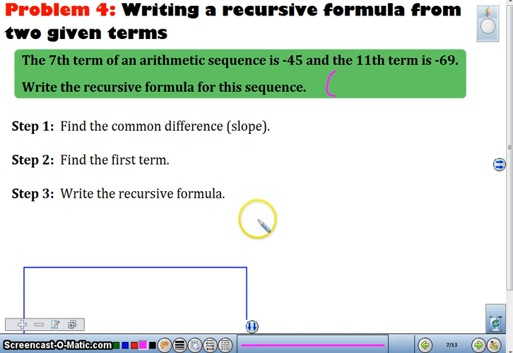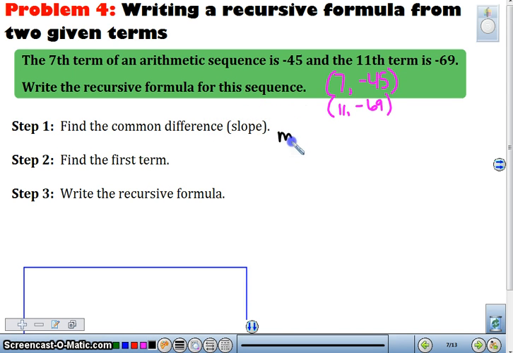Well, we want to write those as an ordered pair. So we're going to write it as (7, negative 45). And our next term is going to be (11, negative 69). So we have our 2 terms. The first thing it says is find the common difference or slope.